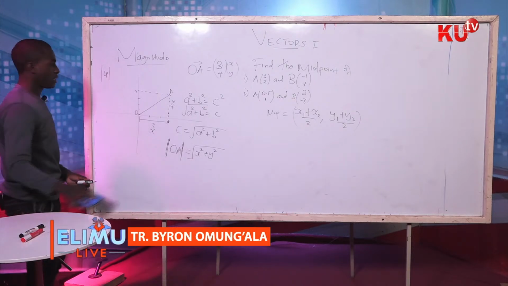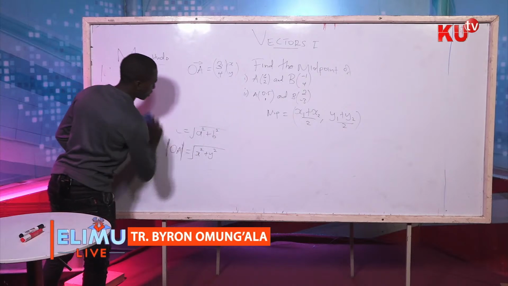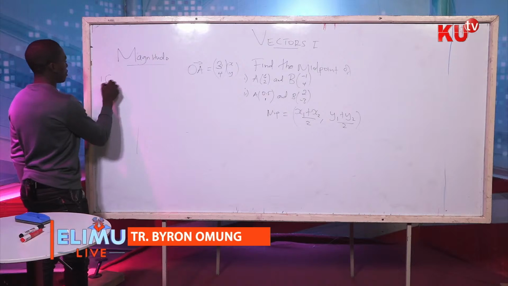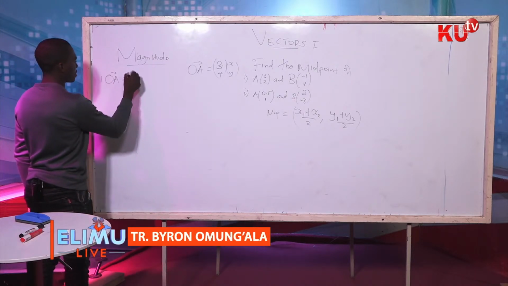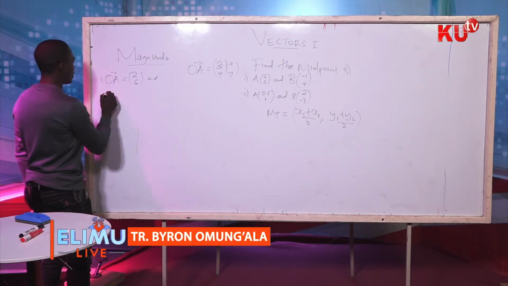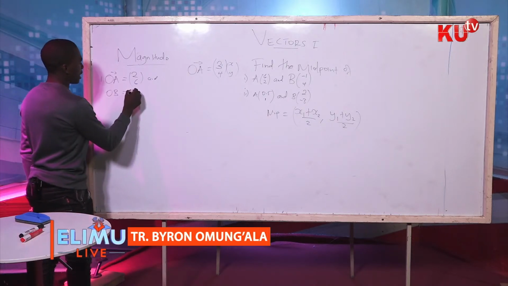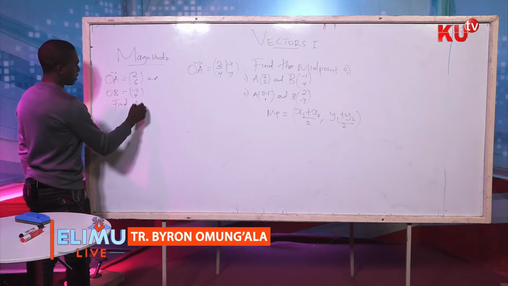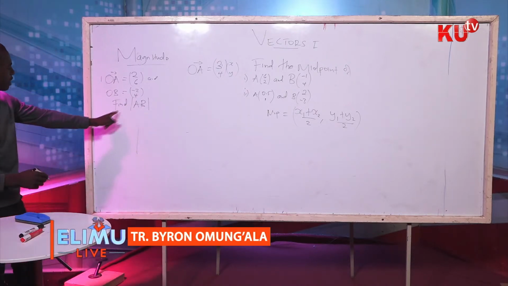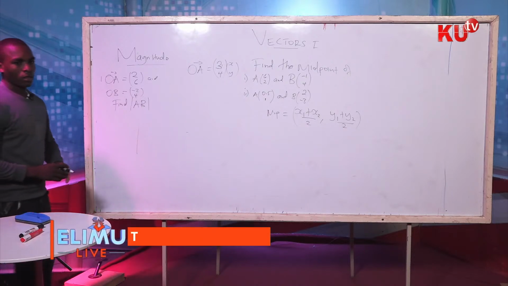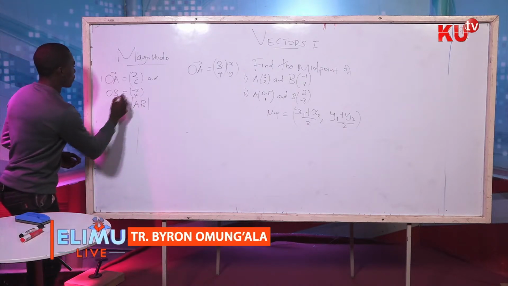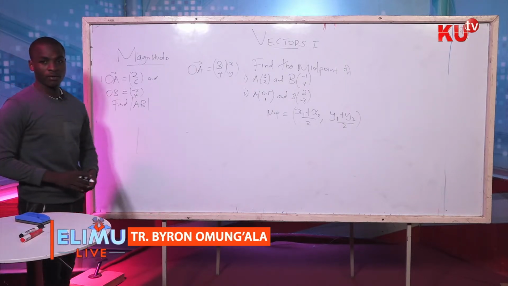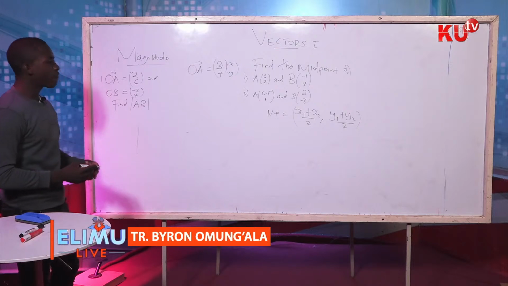Let's try one example, and then I'll give you another example so that you can try on your own. Good. Suppose you have a vector OA is (2, 6), and OB is equal to (-2, 4). Find the magnitude of AB. In order to find the magnitude of AB, first we have to find the position vector of AB.